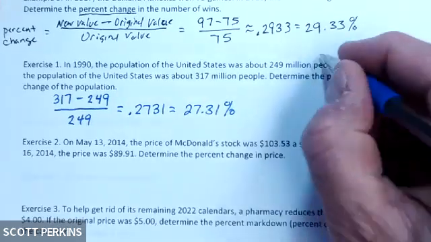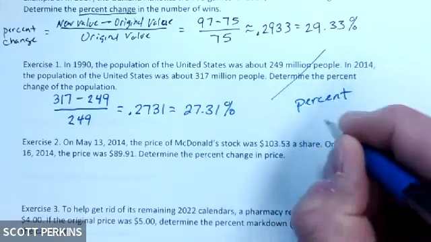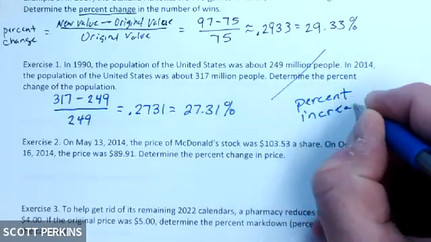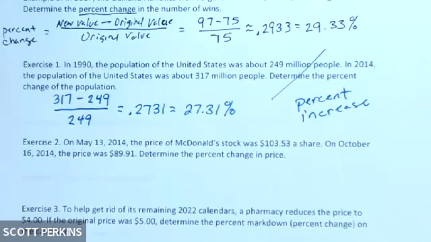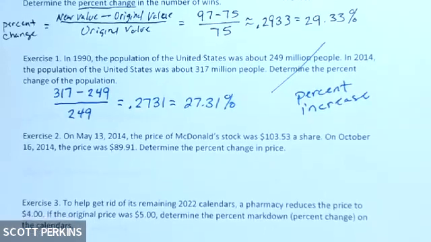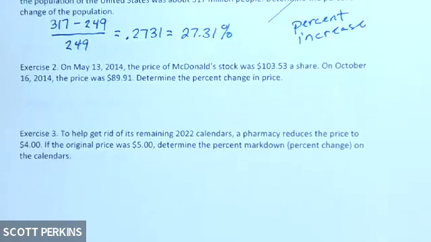Now notice both of these problems, the new value was bigger than the original value. So in both cases, what I have here is what's called a percent increase. Okay, the change has been an increase. And I know that because I get a positive value. I mention it because in the next one, you're going to notice that the value decreased. So your change is going to be called a percent decrease. And we'll talk a little bit more about that when you're done. But go ahead, do exercise 2.